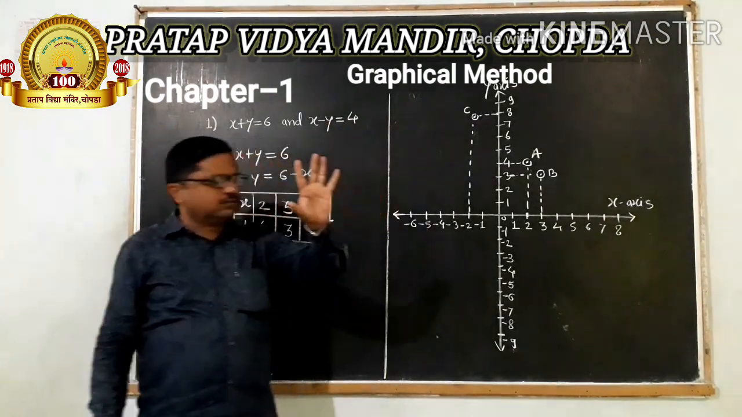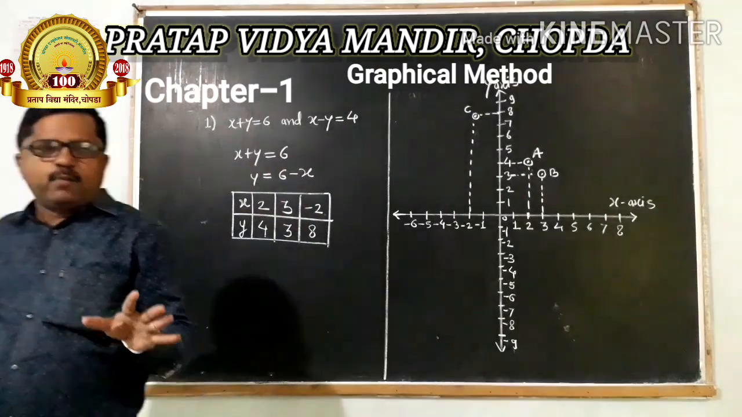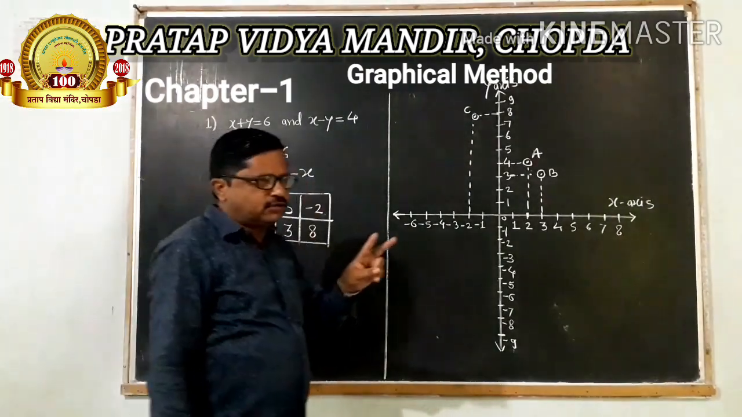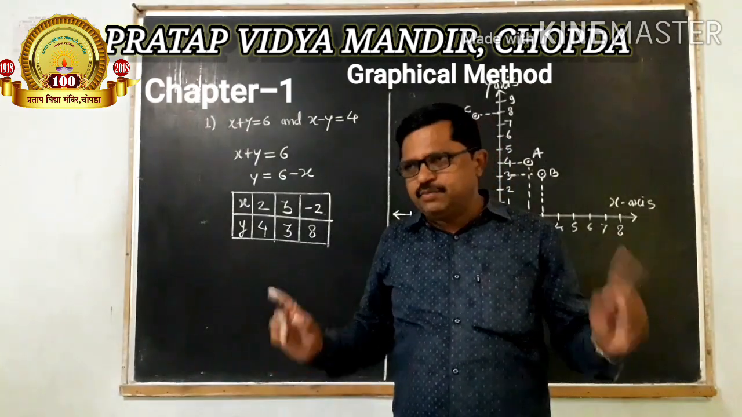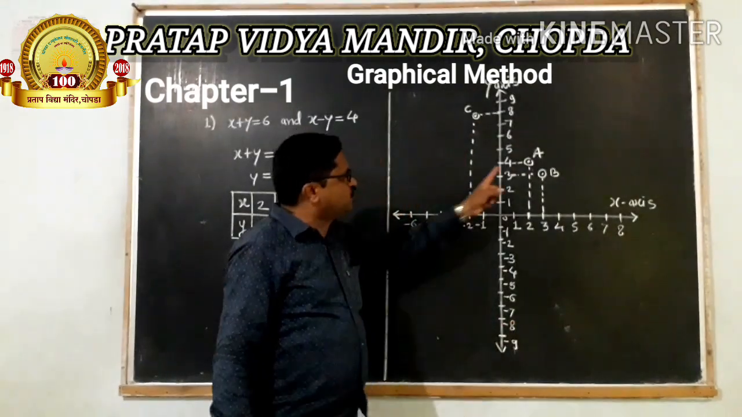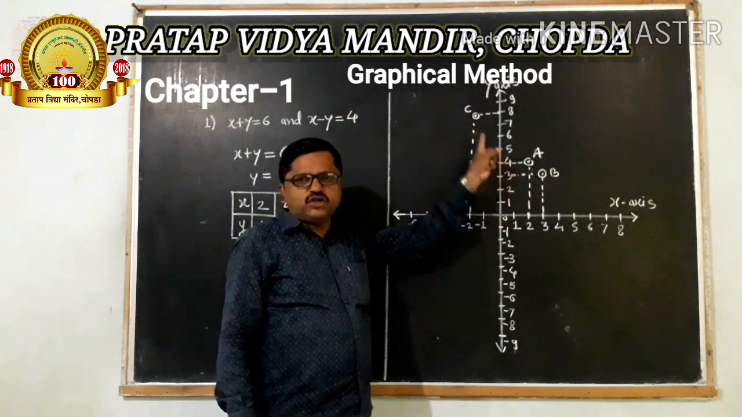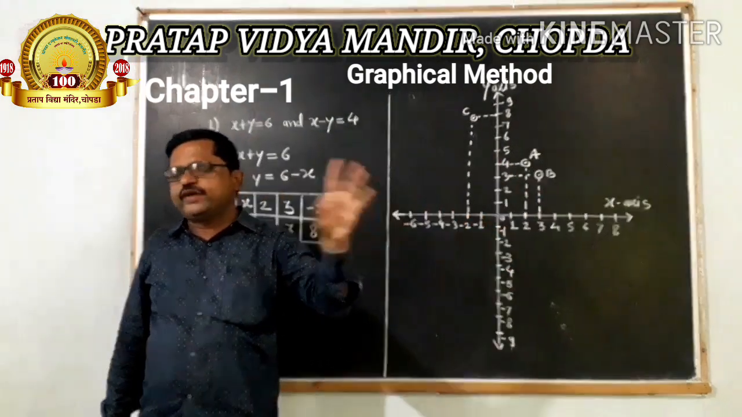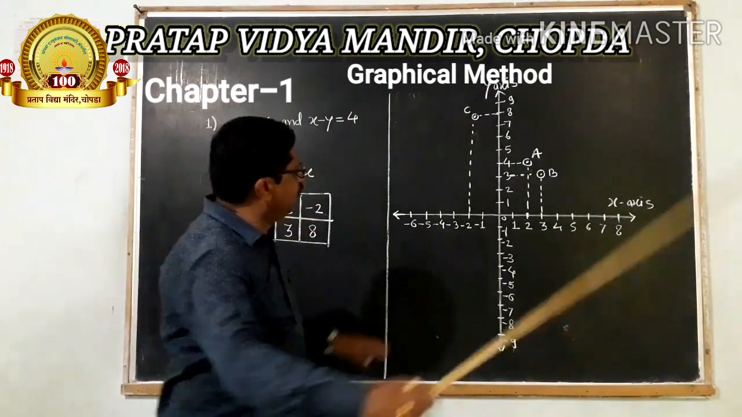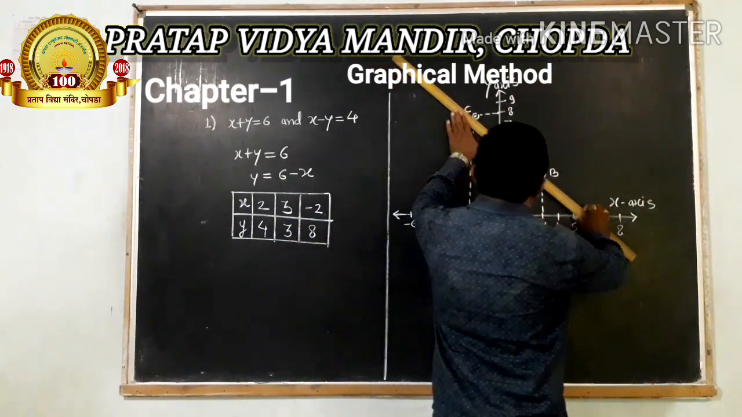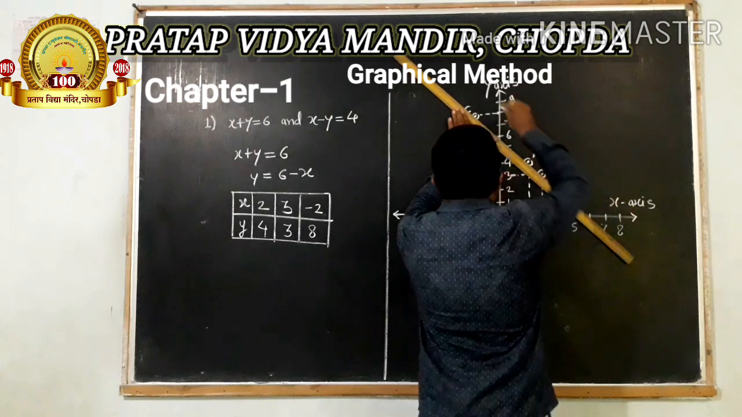Now dear students, we know that by using 2 points we can draw a straight line. Similarly, by using these 3 points, we can draw a straight line. And now I am going to draw a straight line like this.